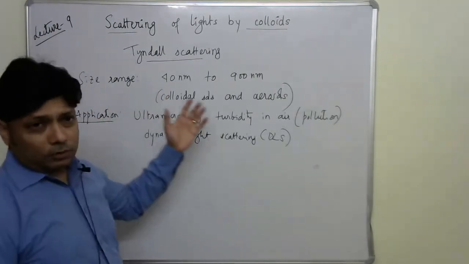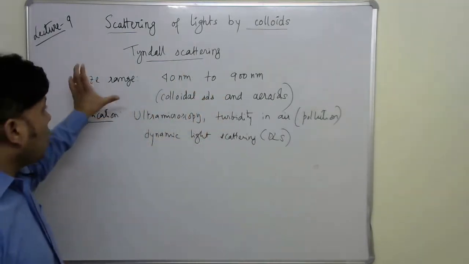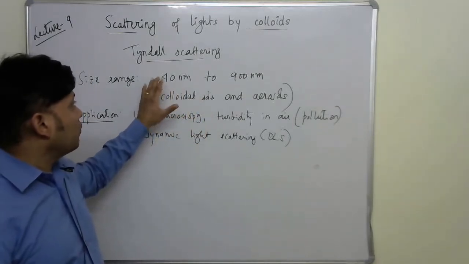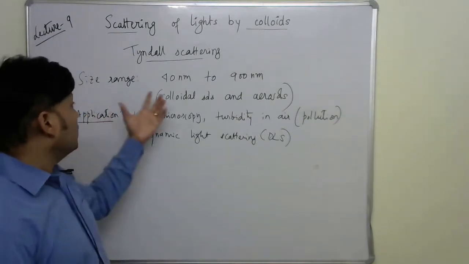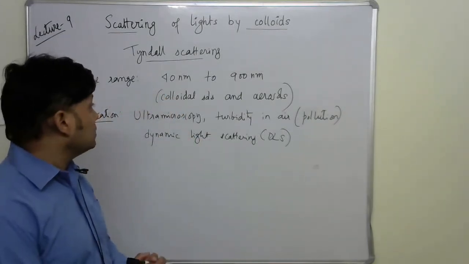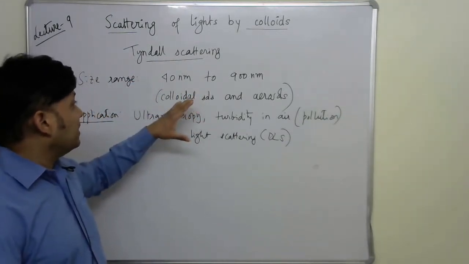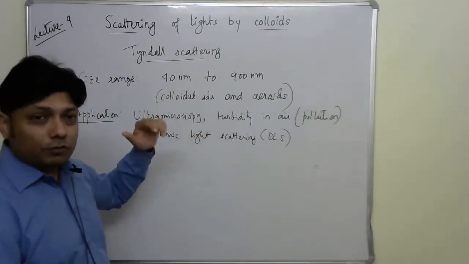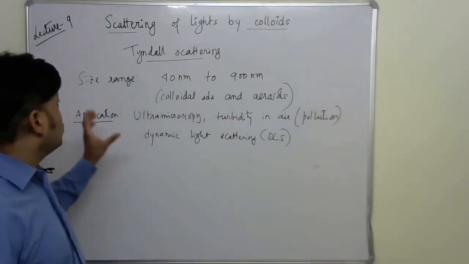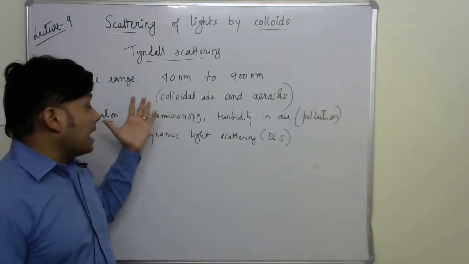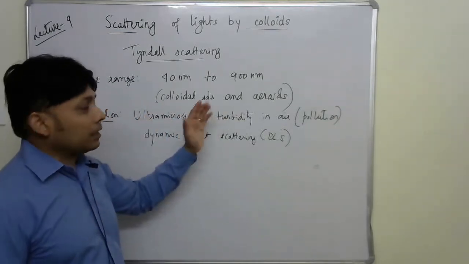As I mentioned before, Tyndall scattering is actually a type of Rayleigh scattering, but it occurs with particles from 40 nanometers to 900 nanometers, so much larger than the Rayleigh scattered particles. But once again, the underlying condition is that the refractive index of the particles must differ to a significant extent compared to its dispersion medium. Through Tyndall scattering, it has been possible to measure a variety of colloidal salts and aerosols.